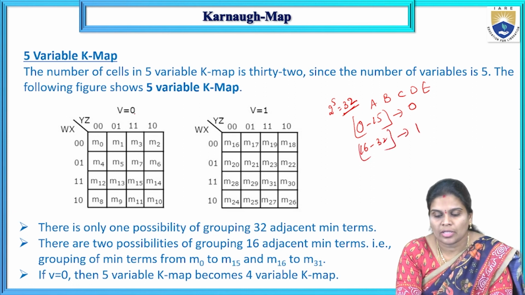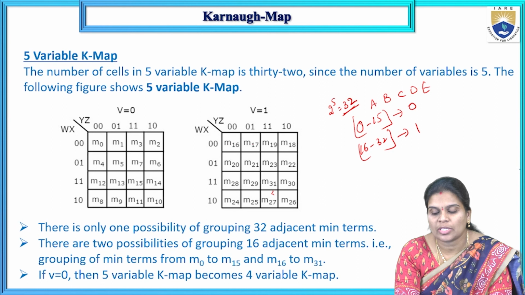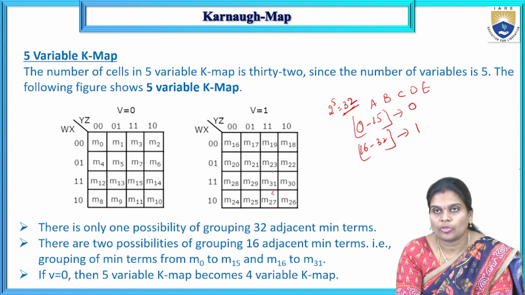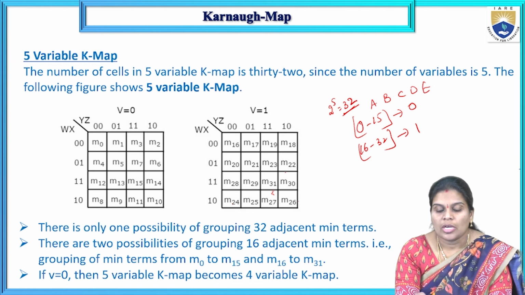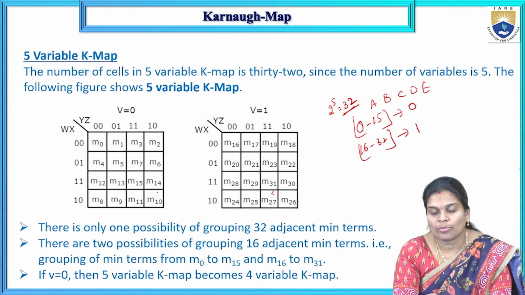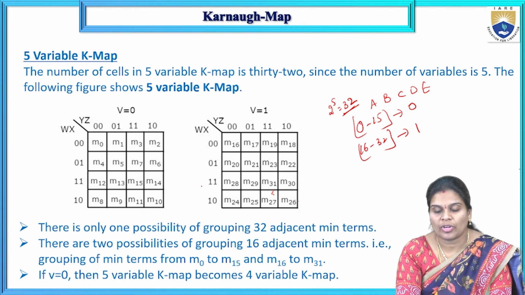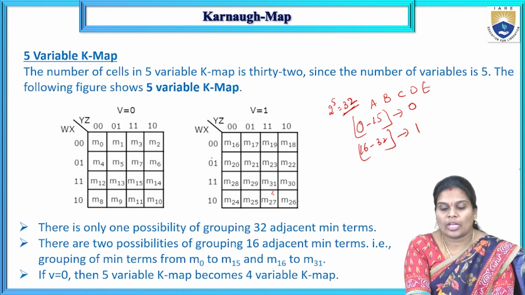So this MSB value is 0, this is the square box. Here the MSB value is 1, this is another square box. After the M15, here we are writing M16, M17, M18, M19, 20, 21, 22, 23, 24, 25, 26, 27. So how can we form the groups in these two different variable K-maps?